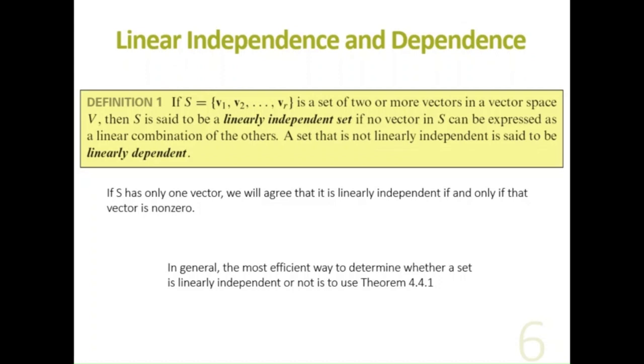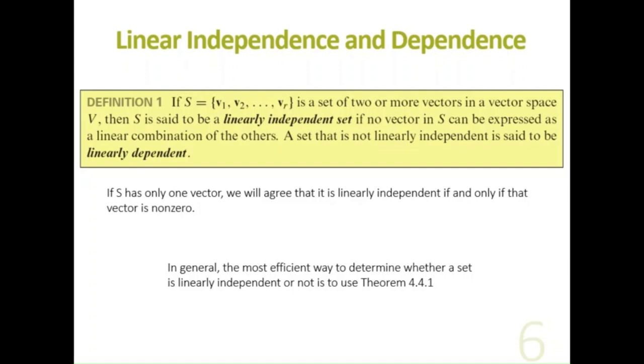Definition 1 says, if S is a set of vectors v1, v2, all the way through vr, so if S is a set of 2 or more vectors in a vector space V, then S is said to be a linearly independent set if no vector in S can be expressed as a linear combination of the others. A set that is not linearly independent is said to be linearly dependent.